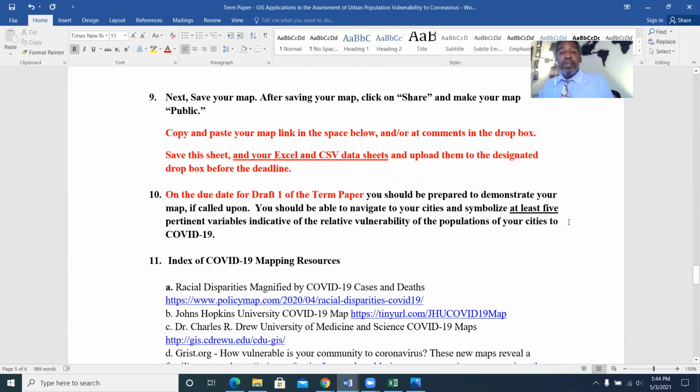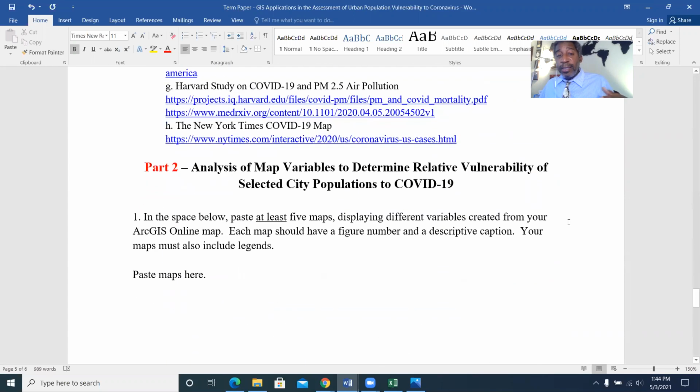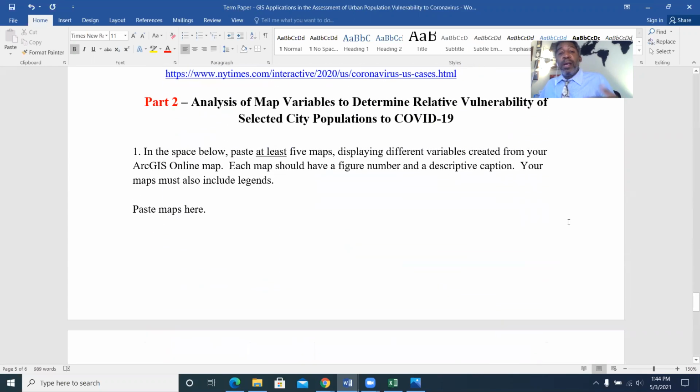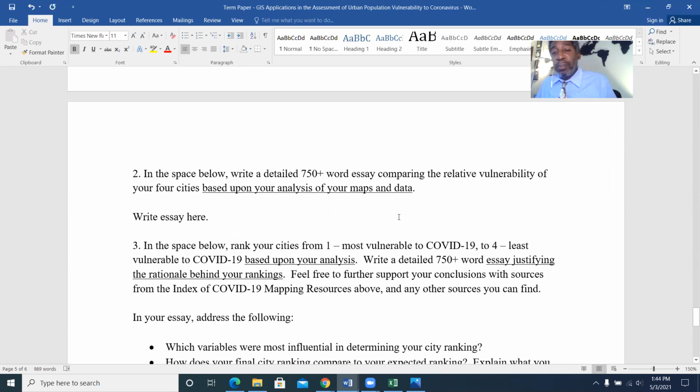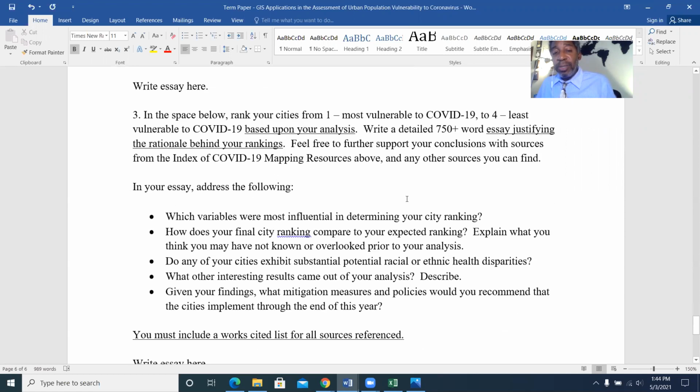And then after you have conducted your analysis, you will re-rank your cities. And then you will write an essay, a series of essays based upon your results. And that'll essentially be your term paper.